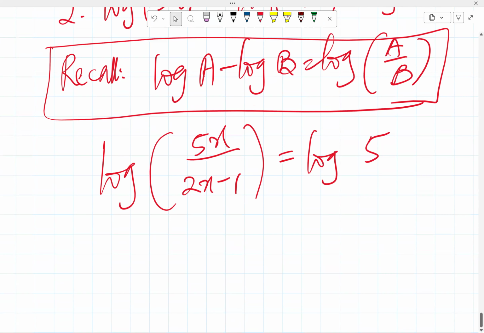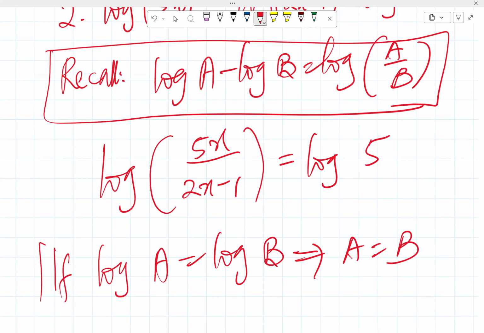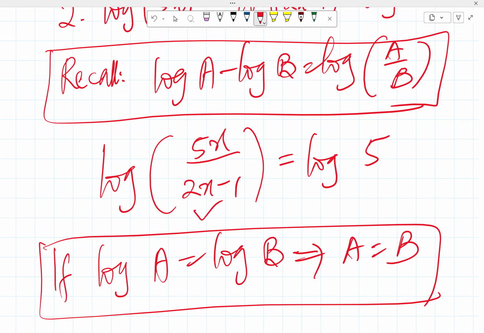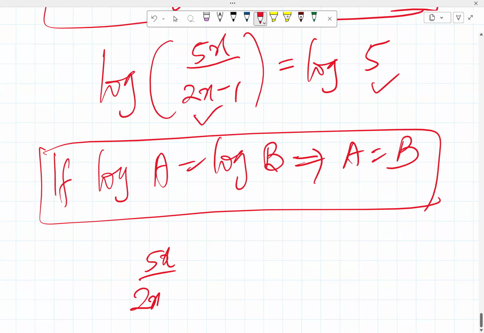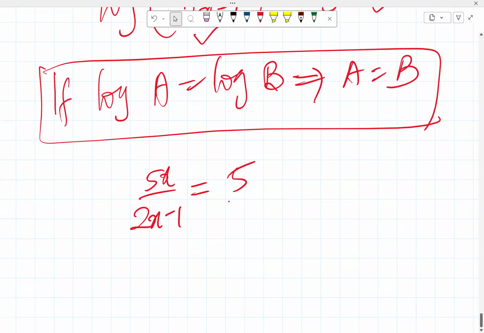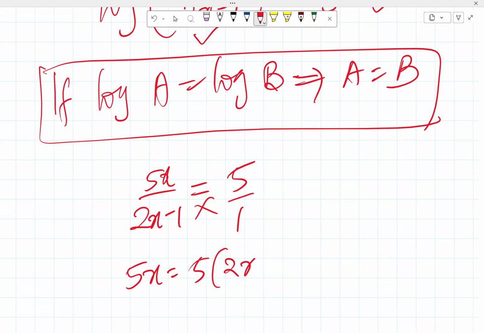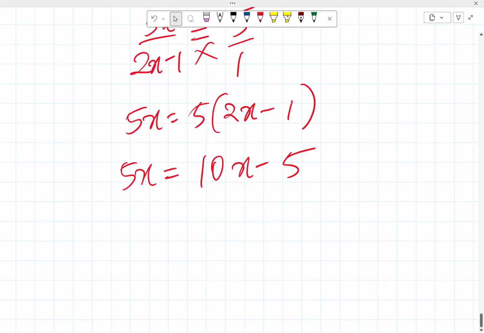And now, if log A is equal to log B, that implies that A is equal to B. So we have that idea here now. So that means this is equal to 5. So we then have 5x all over 2x minus 1 equals 5. So we can then multiply through by 2x minus 1, or cross multiply like they say. So you have 5x equals 5 into 2x minus 1. So that means that you have 5x equals 10x minus 5. Then you can collect like terms.